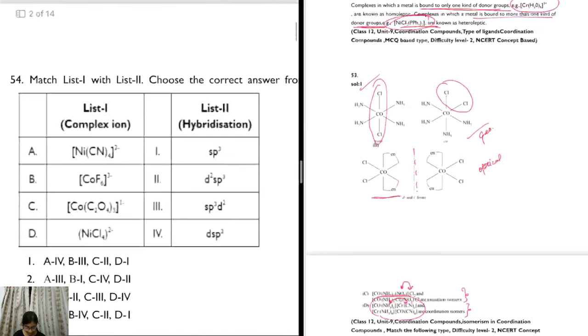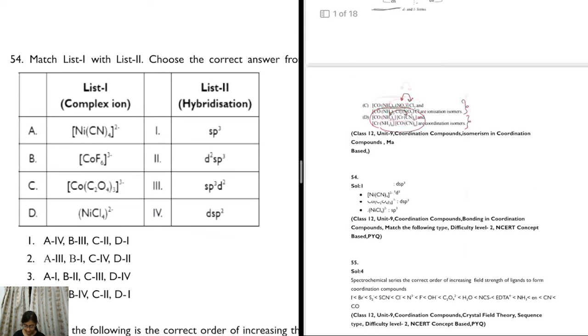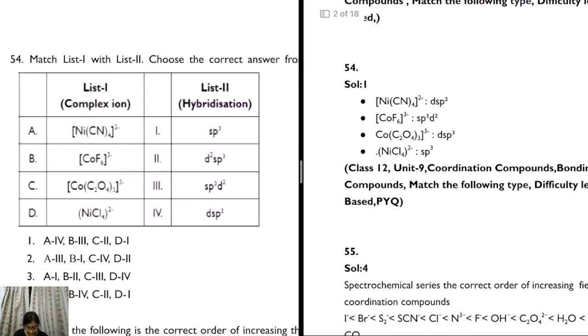Now in the next question, we have to match these complex ions with their hybridization. Let's see. Here [Ni(CN)4]2-. So the possible hybridization here, see, the coordination number here would be 4 because it is clearly evident. Now CN is a strong ligand, okay, strong field ligand. Therefore, in 4 we have sp3 and dsp2, out of which dsp2 occurs due to strong field ligand. So this would be 4.